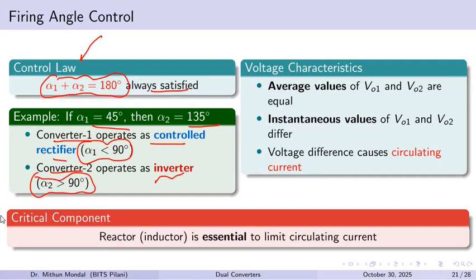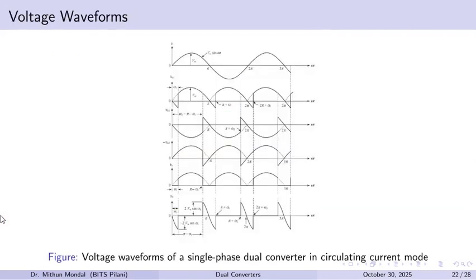As for the voltage characteristic, the average voltage of the two converters will be equal, although the instantaneous values may differ. This voltage difference, which causes circulating current, can essentially be controlled with the help of the reactor or inductor which is connected between the two converters.